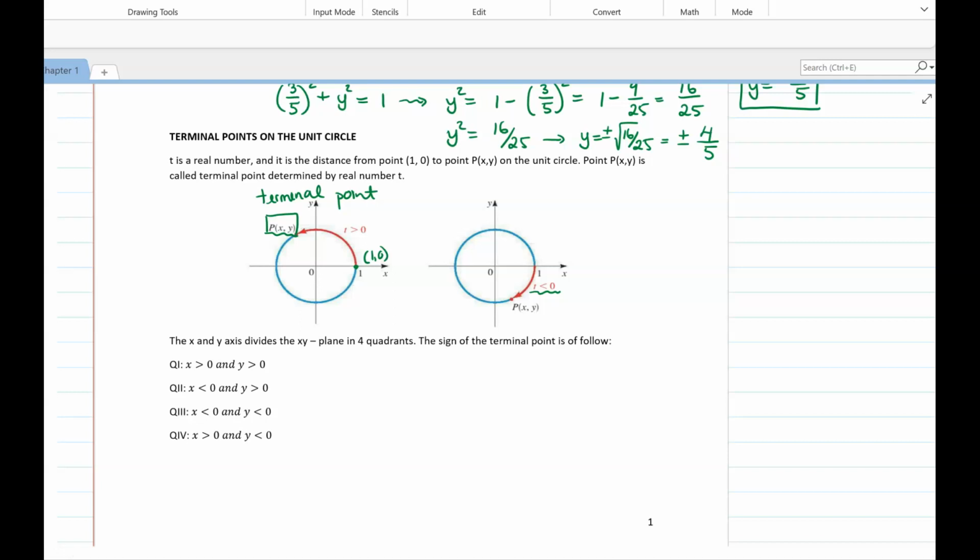Now, just a reminder, the x and y axes divide the xy plane into 4 quadrants, and the signs of the terminal point are as follows. In quadrant 1, both x and y are positive. In quadrant 2, x is negative and y is positive. In quadrant 3, both x and y are negative. And in quadrant 4, x is positive and y is negative.